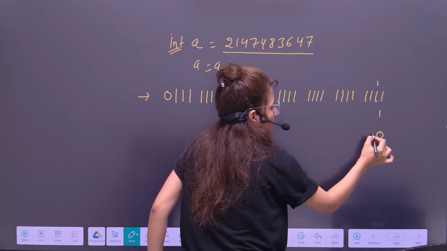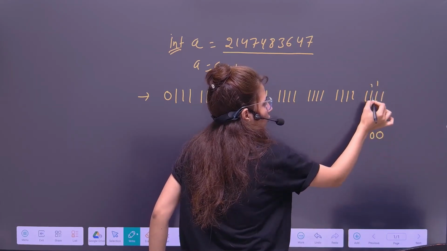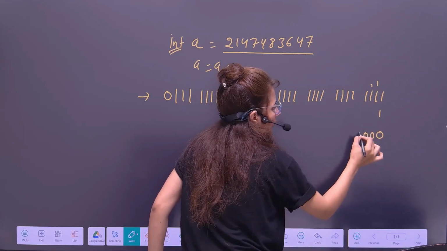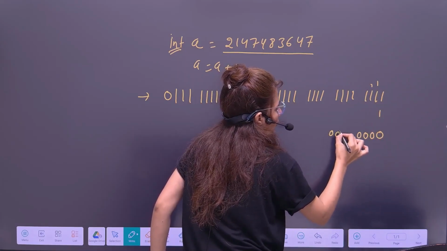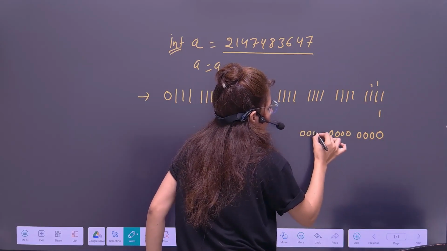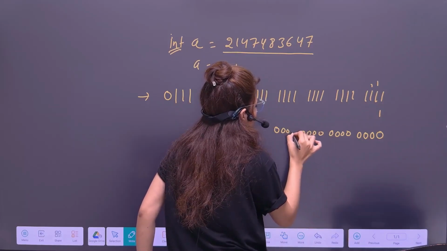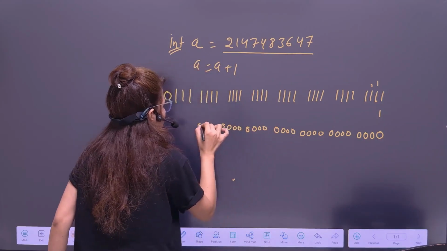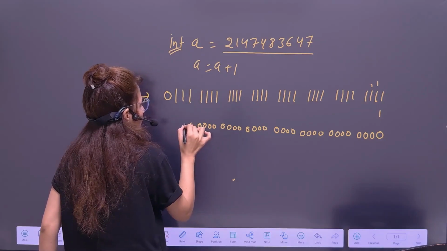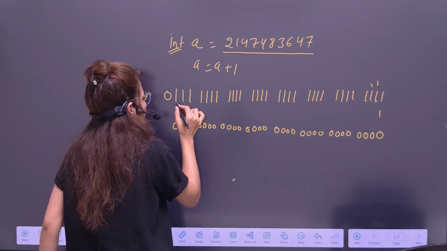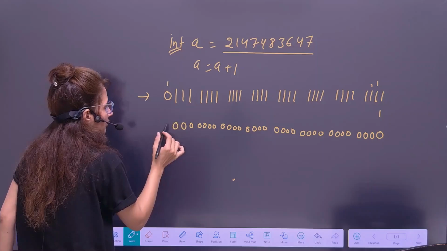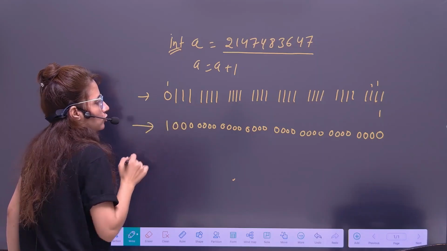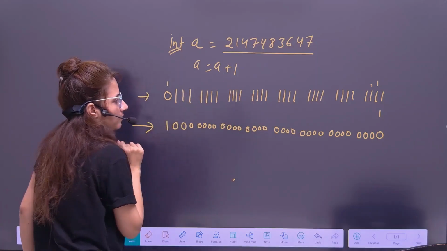So again 1 plus 1 becomes 0, and the carry is forwarded again, 1. So 1 plus 1 is 0. Like this, all these ones would become zeros after adding 1 here because of the carry forward concept. 0 0 0 0 0 0 0, and when the carry is forwarded here as 1, 1 plus 0 is 1. So this is the number after adding 1.